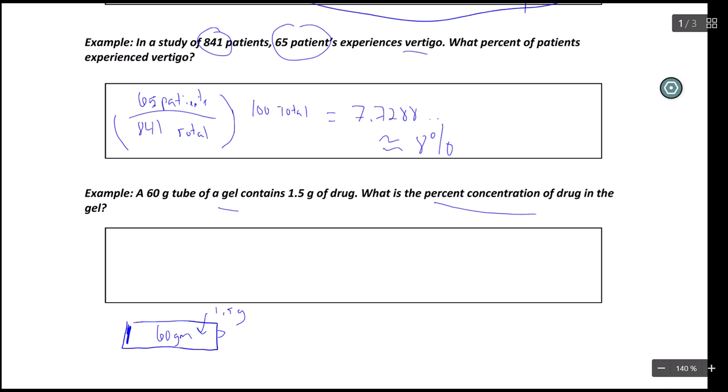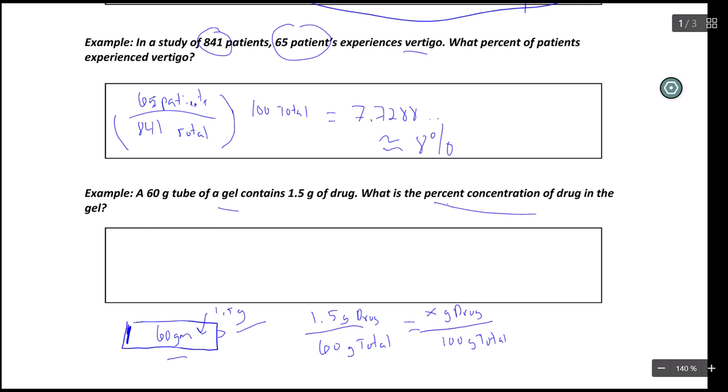The question is, what's the percent concentration of drug in the gel? Again, you want to ultimately find out what is the percent, meaning how much in 100 grams. You know that there's 1.5 grams in 60. You want to find out how much there is in 100, meaning I've got 1.5 grams in 60 grams total. This is 1.5 grams of drug. How many grams of drug if I've got 100 grams total of this gel?